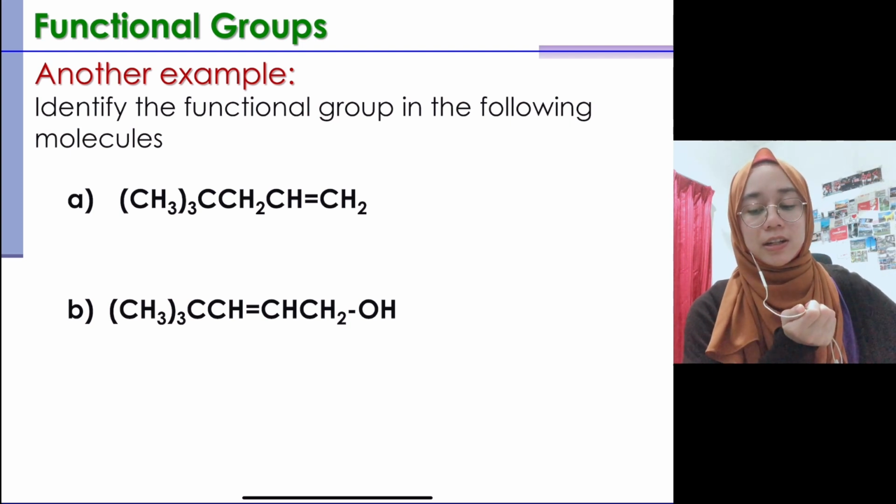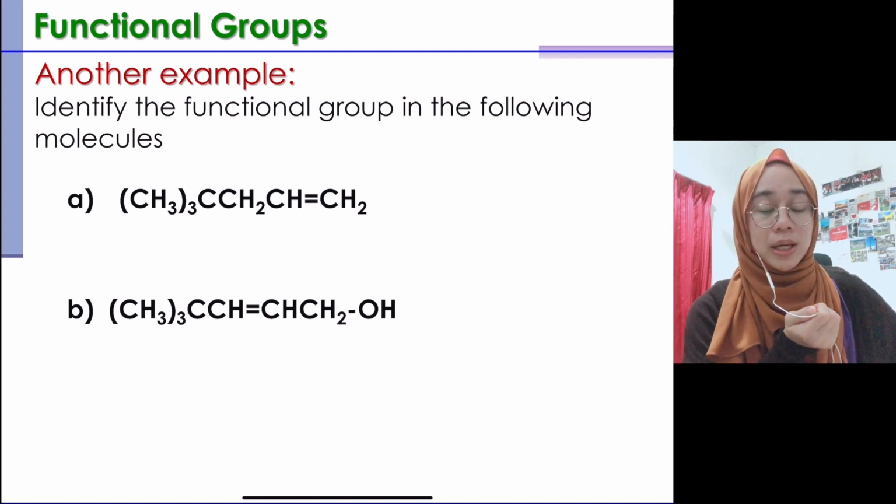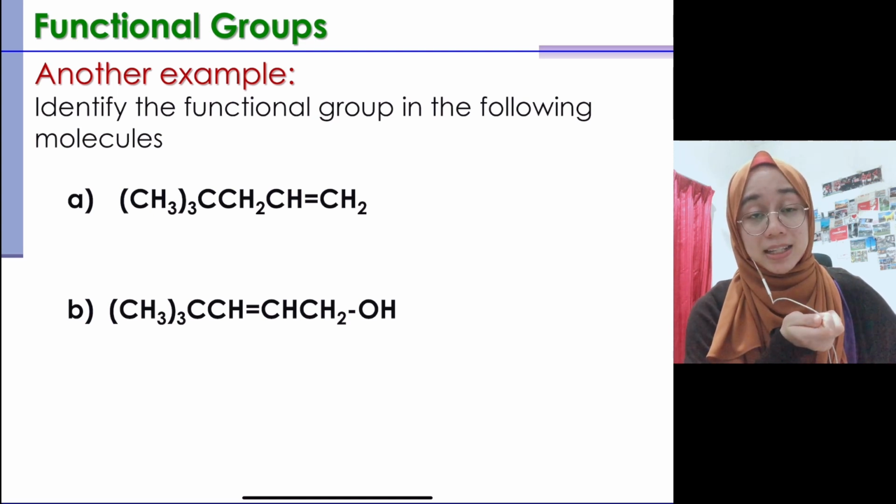So, identify the functional group in the following molecules. Okay. So, please just bulatkan mana yang terlibat sahaja. Tak payah bulatkan benda-benda yang tak terlibat. Benda-benda yang tak terlibat ni sebenarnya alkane lah. Bahagian yang single bond sahaja tu. Yang tu tak payah nak libatkan.